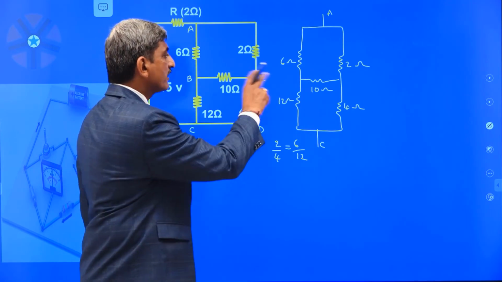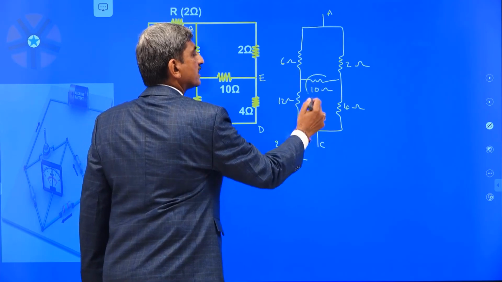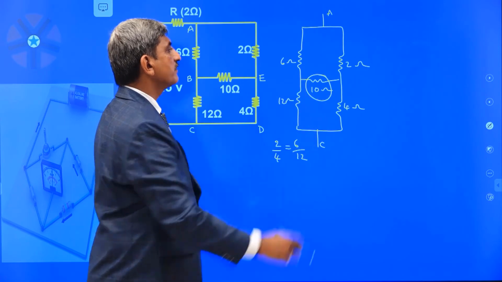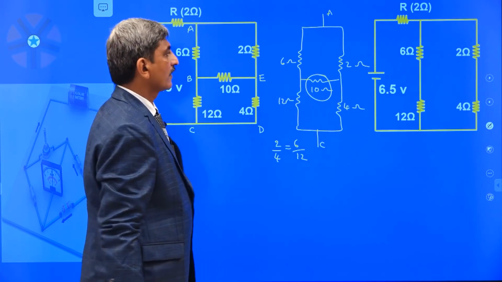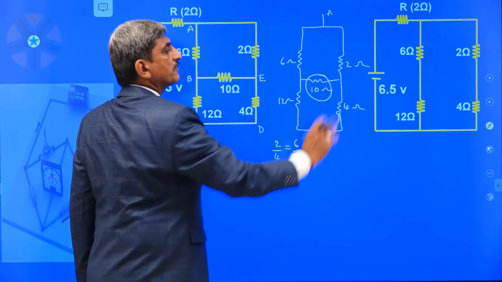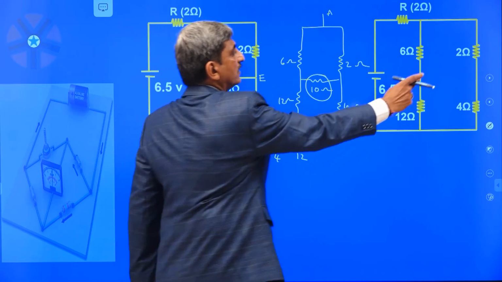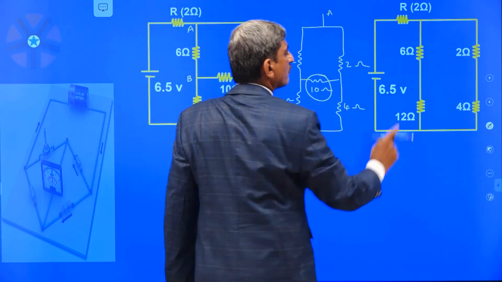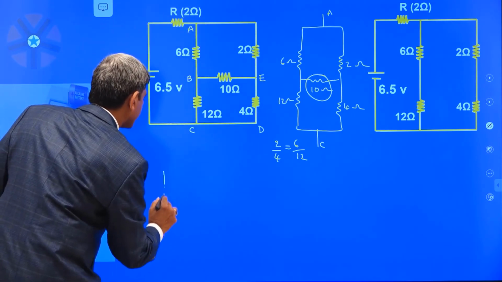Now, whenever the condition is satisfied, no current will be passing through this 10 ohms resistor, that can be eliminated from the circuit. So that the circuit can be redrawn like this. So the 10 ohms is just eliminated from the circuit and that can be redrawn like that. Now here 2 ohm and 4 ohms are in series, 6 ohms and 12 ohms are in series, so that the circuit can be redrawn.